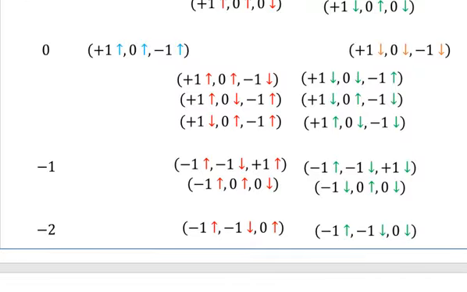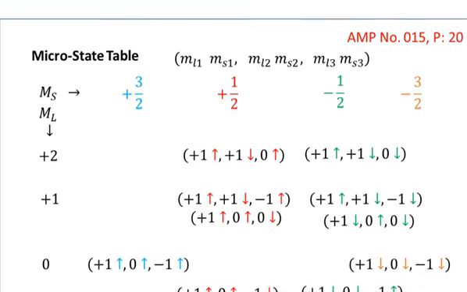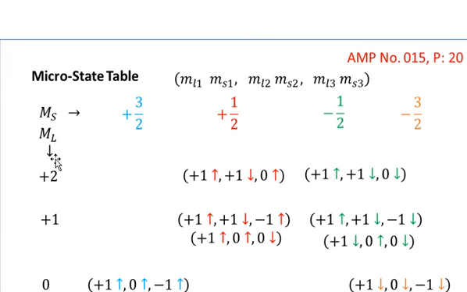So let's talk about M_L equal to +2. If you want to have M_L equal to +2, you can have this only when M_S is equal to +1/2 and M_S is equal to -1/2. Only these two values will allow you to construct M_L with the value +2, and the combination is shown over here. So +1 up, +1 down, and 0 up. If you add the coefficients of these arrows, you will see you have M_L equal to 2.